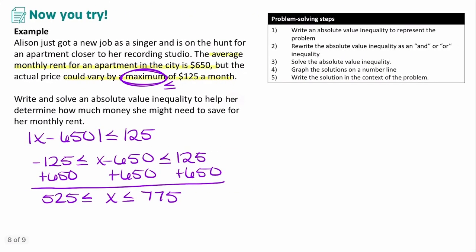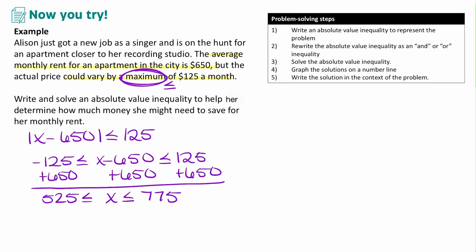So in this one, it says that Allison got a new job as a singer and is on the hunt for an apartment closer to her recording studio. So it gives us the average here. It says the average monthly rent is $650, and the price could vary by a maximum, and that's another one of our keywords and phrases. Maximum means less than or equal to, and then we have 125. So in this case, our value of C is 650, and then 125 is our R. That's our range.